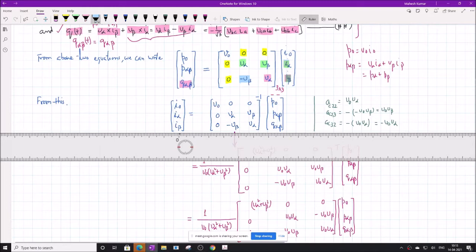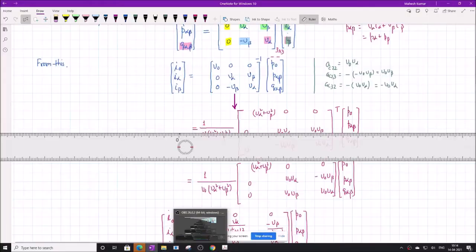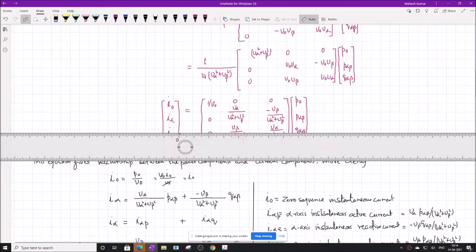Alright, now I want to correlate the power in terms of the current components. And therefore, we will multiply the whole thing by its inverse. So we will multiply by the inverse of the matrix. If you do so, then what will we get? We will get this matrix. I suggest you do it yourself.